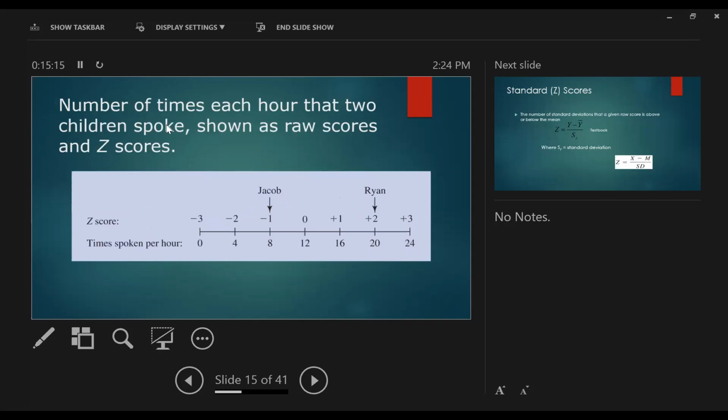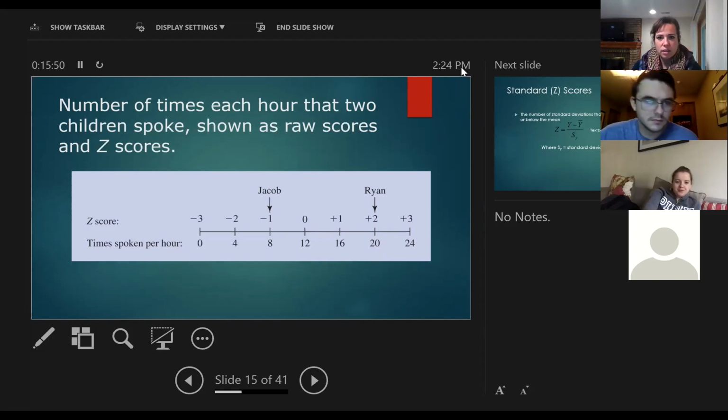Now here's the number of times each hour that two children spoke, shown as raw scores and Z-scores. So this is the times spoken per hour, right? The mean is 12. And I know this because the Z-score is 0. Jacob spoke 8 times, so I can see that's exactly one standard deviation below the mean. Whereas Ryan, who's a chatterbox, spoke 20 times. That's 2 standard deviations above the mean. Questions about this so far?